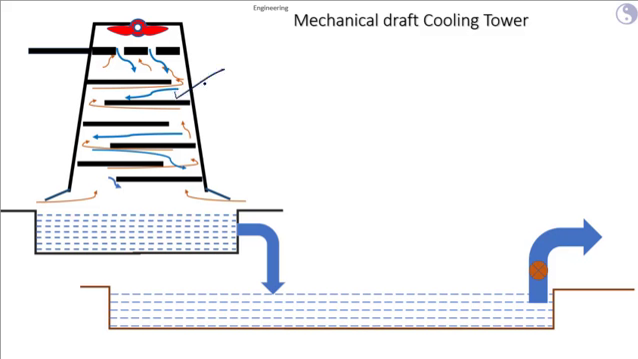These blue lines are the direction of flow of water from the top to the bottom, and these orange lines are the direction of airflow from bottom to top. This is the exhaust fan or induced fan, and it will induce the air from the bottom. The water collected at the bottom of the cooling tower is sent to a cooling pond, from where it is pumped to the condenser again.